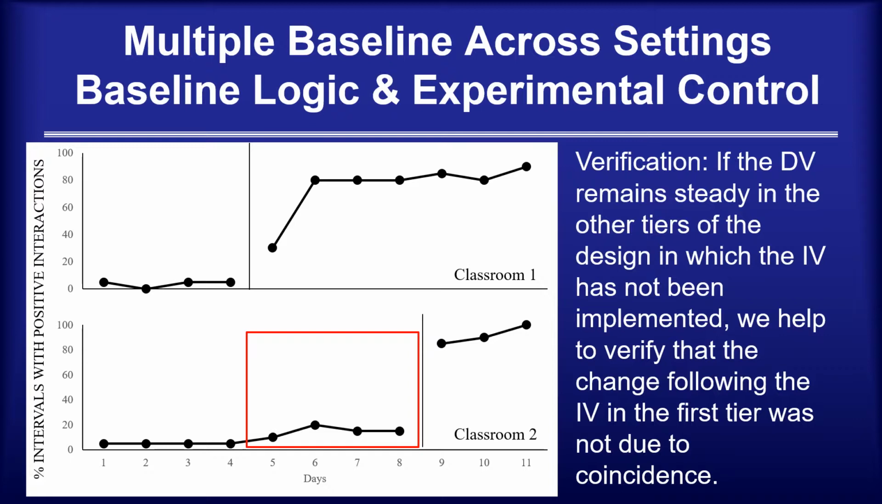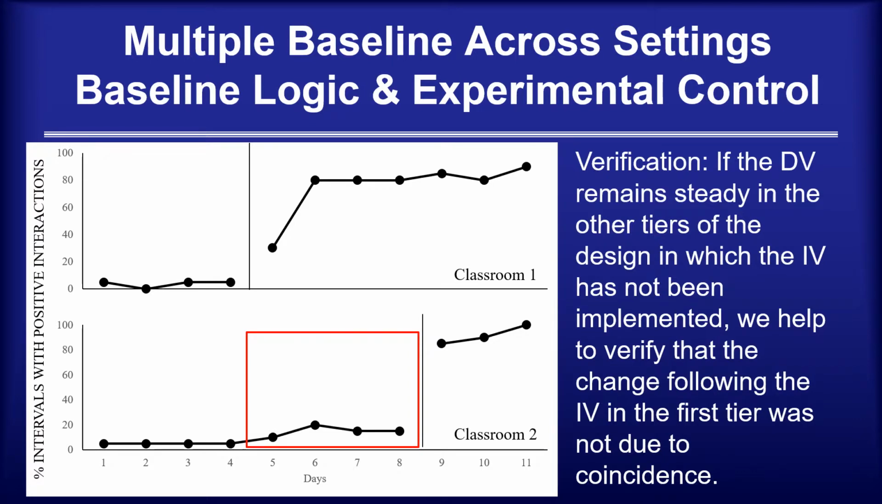If the dependent variable remains steady in the other tiers of the design in which the independent variable has not been implemented, we help to verify that the change following the independent variable in the first tier was not due to coincidence. Normally, we would want to assess whether, when we remove the independent variable, performance is then similar to our original assessment. We don't do this in a multiple baseline design. Instead, we verify that the other baseline performance remains stable, even when intervention is implemented following the first tier's baseline.